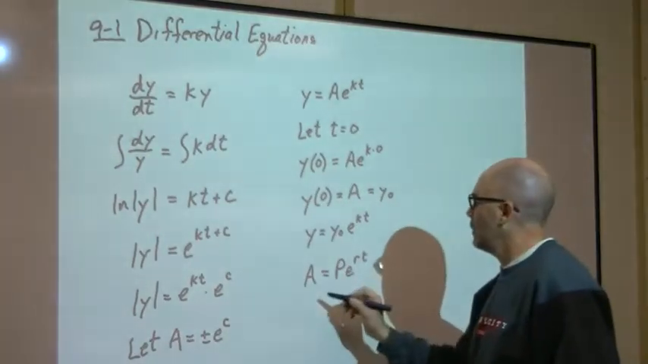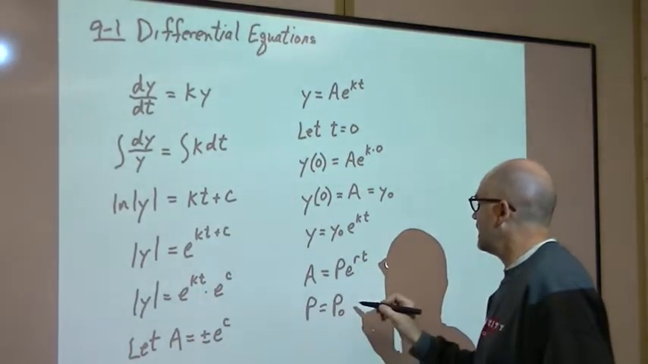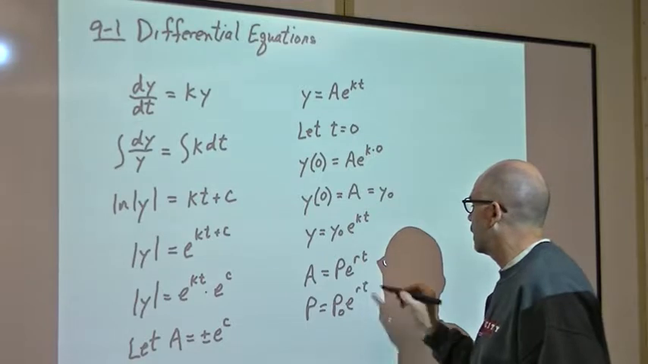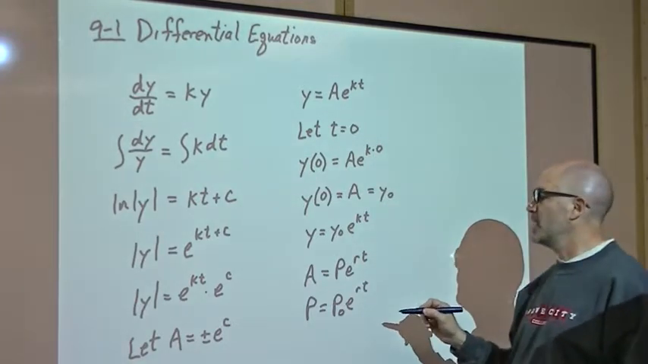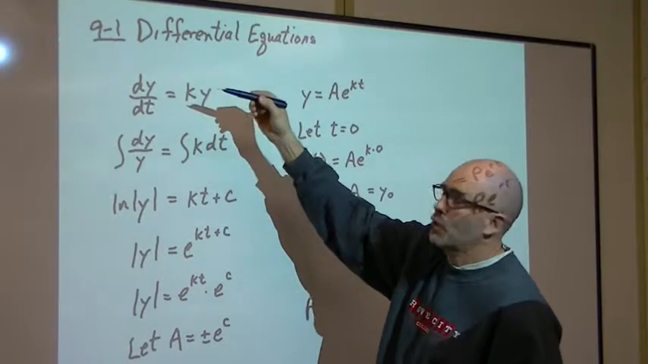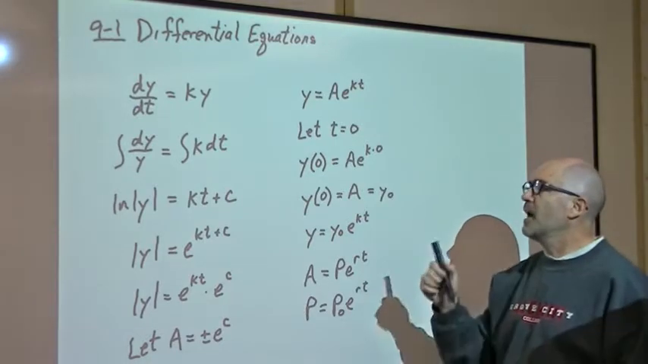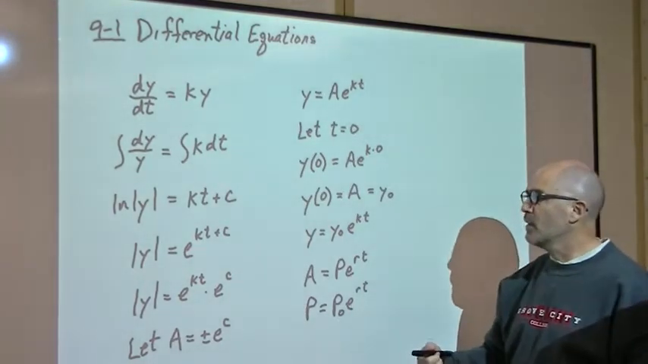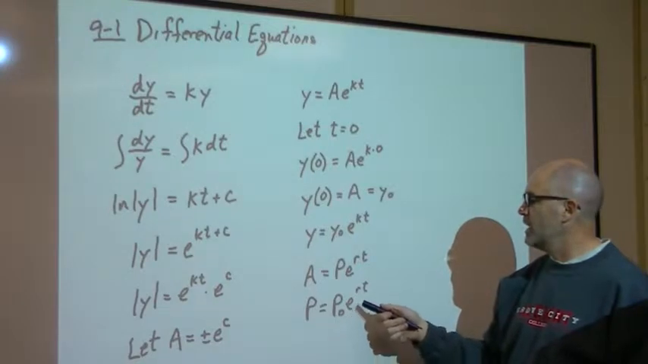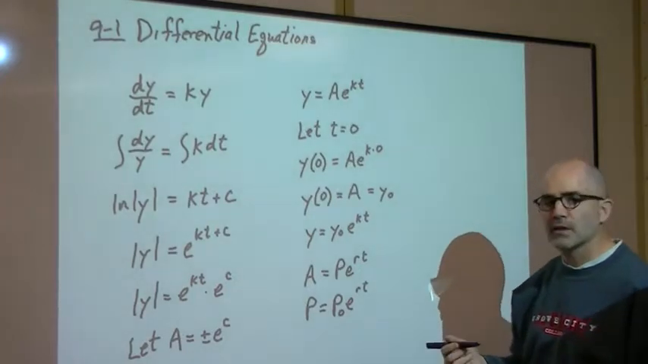Now we could also use this for population growth. Population at any time is going to be the initial population times e to the rt, where r is the rate of change of population. Notice that what we're saying here is the rate of change of population, or population growth, is directly proportional to the population. What that's saying is a big population is going to grow faster than a smaller population. So population at any time is the initial population times e to the rt, where t is time and r is the rate of growth of the population.